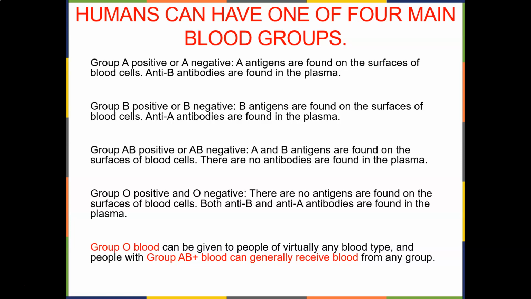Now group AB, positive or negative, has AB antigens on the surfaces of blood cells. There are no antibodies found in the plasma, so they can basically receive blood from anybody, A, B, or O.